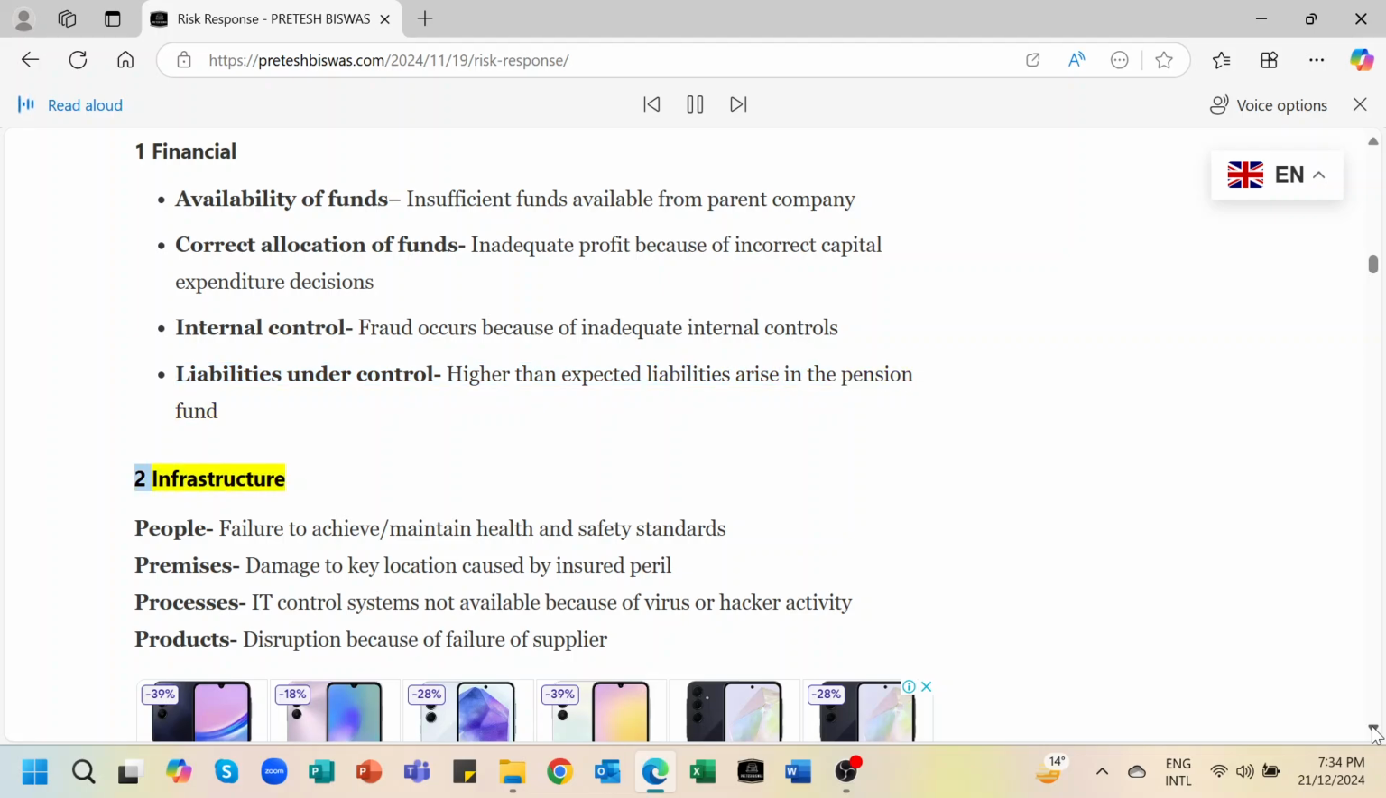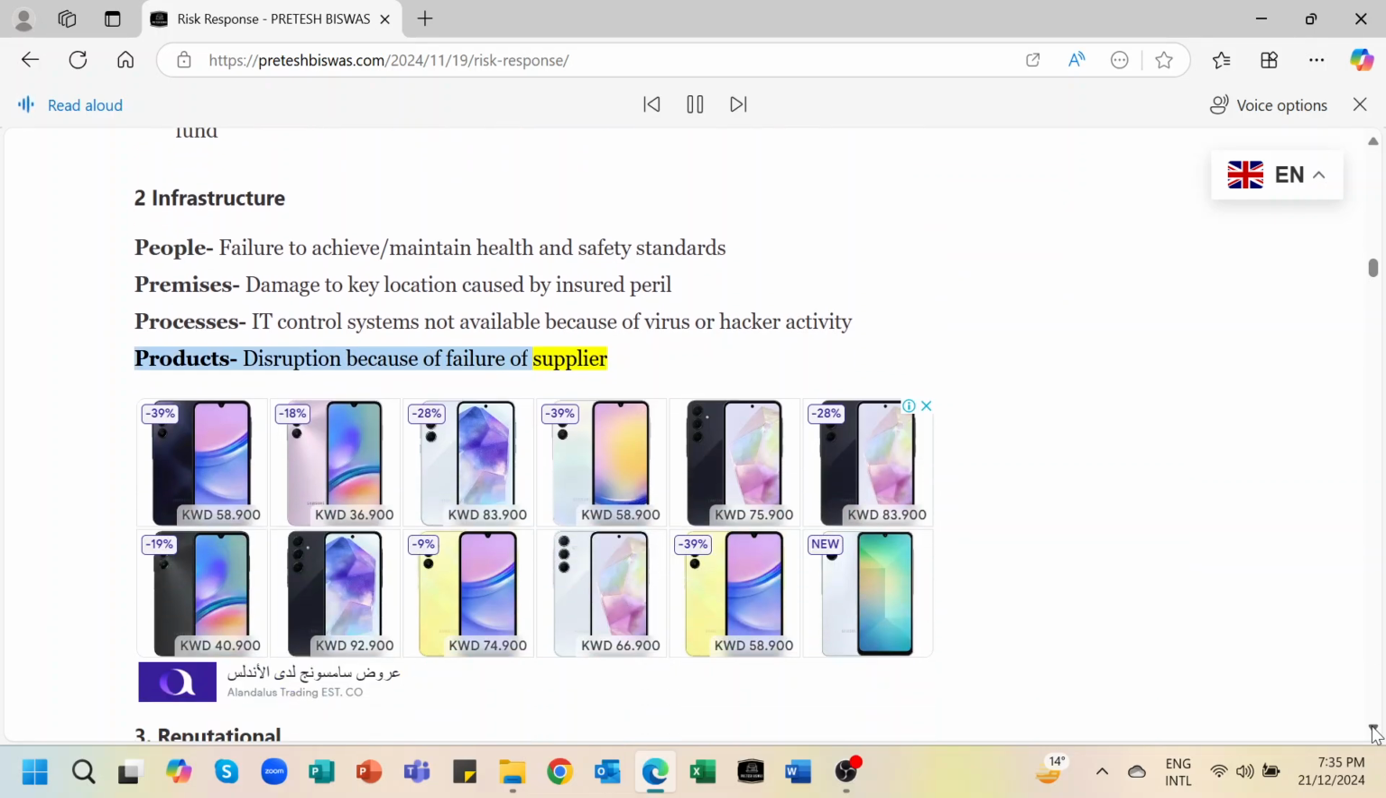2. Infrastructure. People: failure to achieve/maintain health and safety standards. Premises: damage to key location caused by insured peril. Processes: IT control systems not available because of virus or hacker activity. Products: disruption because of failure of supplier.